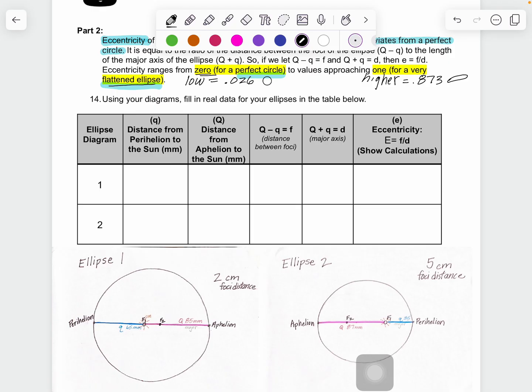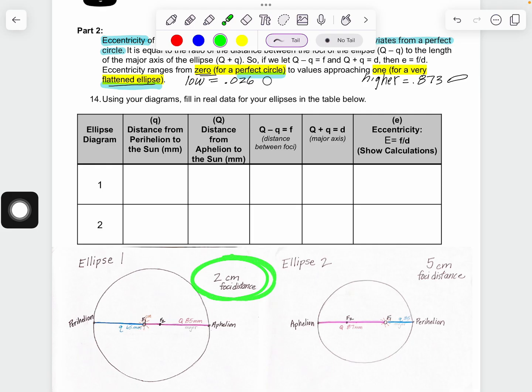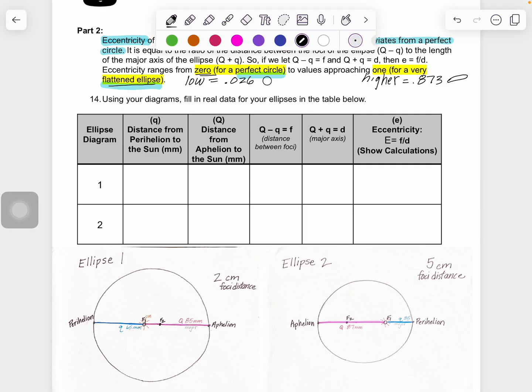So ellipse number 1 is our diagram where the foci were only 2 centimeters apart. So that's the one where the foci are closer together. First thing we're going to do is just record our 2 pieces of data, our 2 variables. And I'm going to try to stick with my 2 colors that match my diagram here.